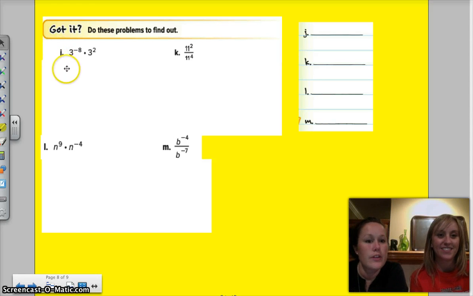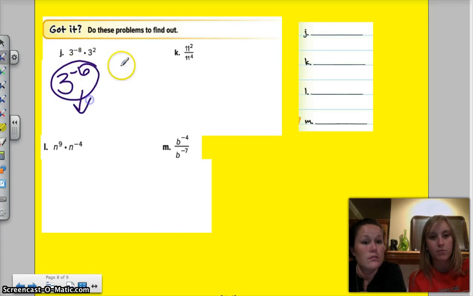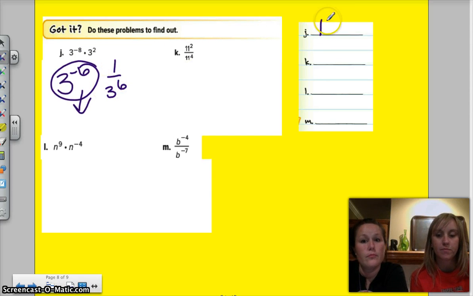All right, here's our answers. This one will be 3 to the negative 8 plus 2, which is negative 6. Perfect. Negative 6 needs to drop, so the whole thing goes to the bottom, like that. Over 3 to the 6.